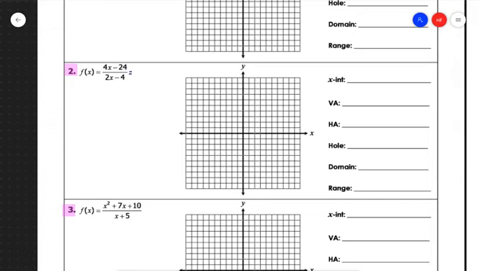So first thing we want to do is simplify if we can. So I'm going to factor these. I'm going to take out a 4, which leaves me with x minus 6. Denominator, I'm going to take out a 2, which leaves me with x minus 2. So I don't have anything that is top and bottom the same, so I'm just going to leave it the way that it is for now.